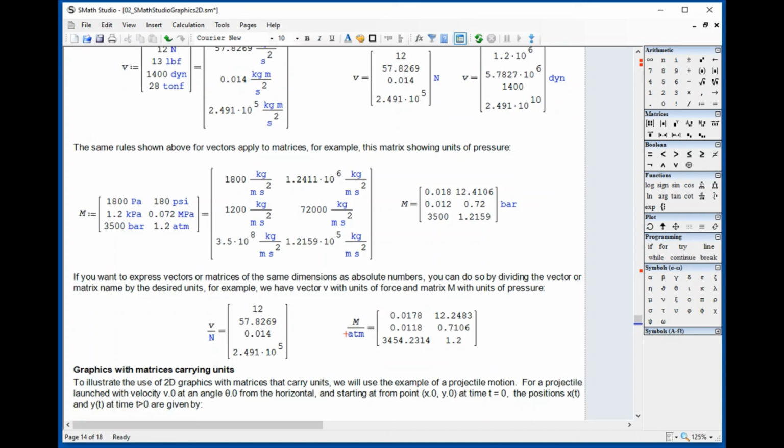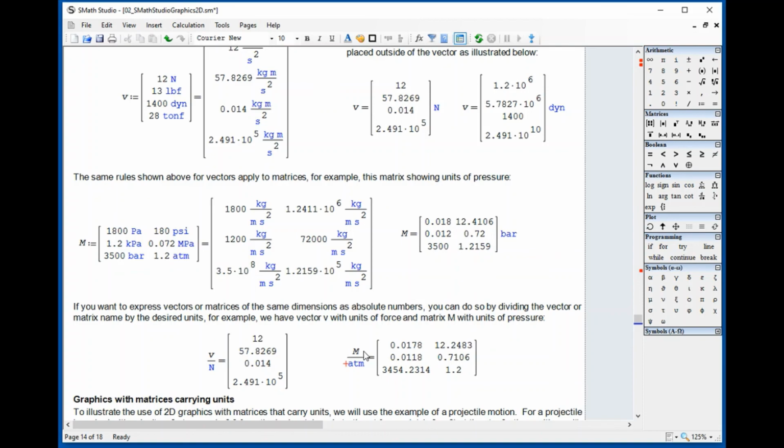All right. So this is regarding the use of units in vectors and matrices.